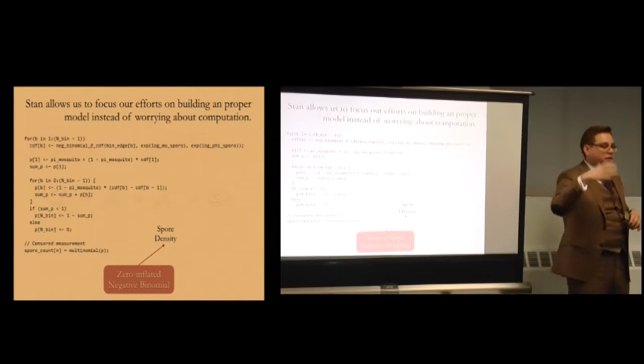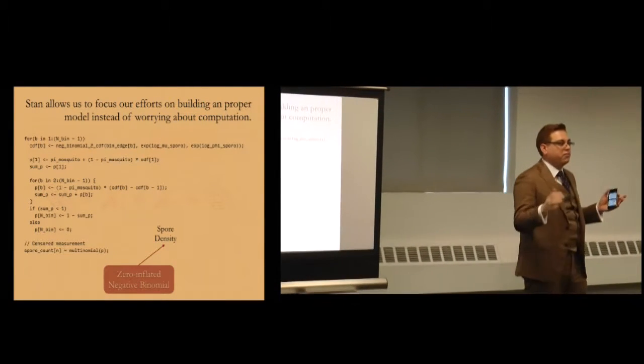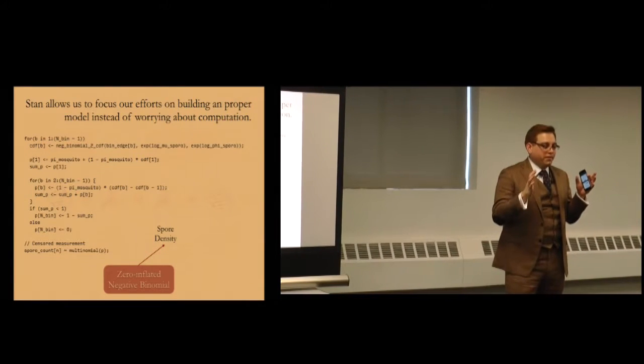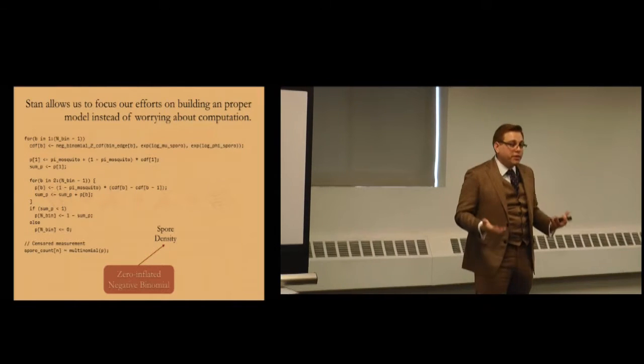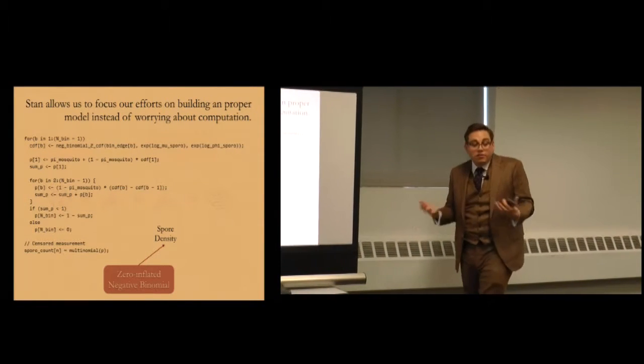Right? So instead of getting that there were 10 spores per liter of blood, what we had was somewhere between 10 and 100, somewhere between 100 and 1,000, right? This is the kind of thing you see in real data. You have these censoring effects, and there's no way to get around it.